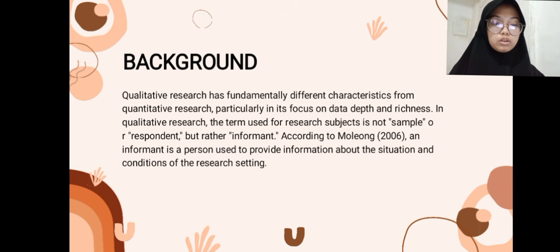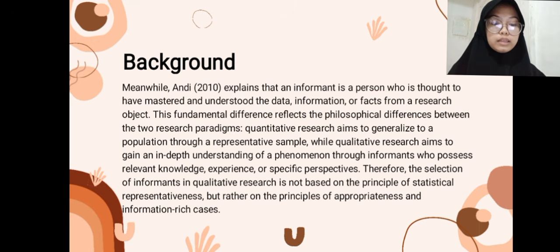According to Moleong, an informant is a person used to provide information about the situations and conditions of the research setting. Meanwhile, Andy explained that an informant is a person who is thought to have mastered and understood the data, information, or facts from a research object.